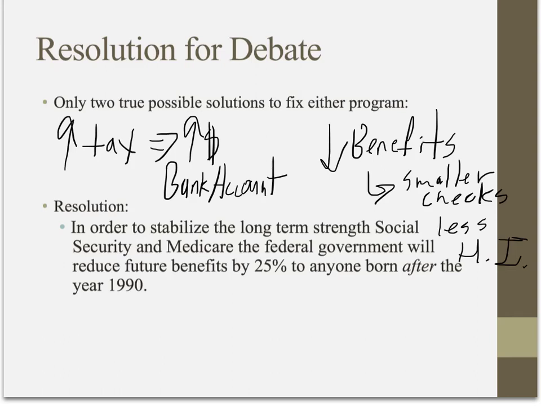So the resolution that I want you guys to debate is, this is my declaration. In order to stabilize the long-term strength of Social Security and Medicare, the federal government will reduce benefits by 25% to anyone born after the year 1990. So I'm proposing that we not raise taxes. People don't like raising taxes. Anyone born after the year 1990, that's all of you, but not me, we will decrease the benefits. So your Social Security checks when you retire will be smaller, and your Medicare will pay less of it.